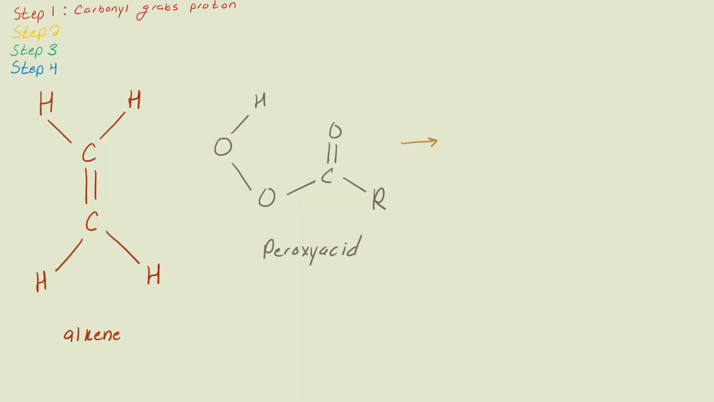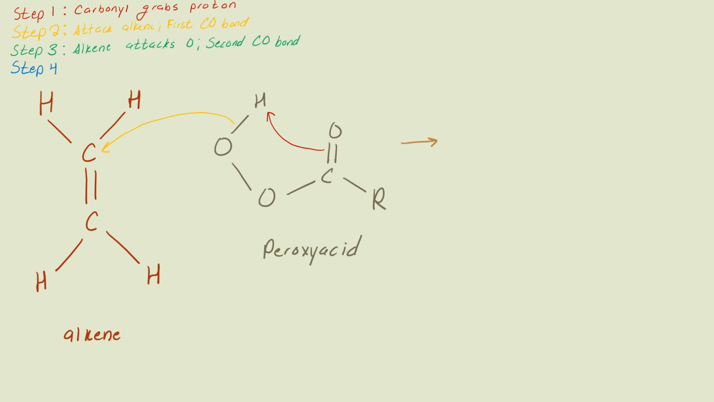The mechanism looks something like this. First, the carbonyl is going to attack this proton. Next, we are going to attack one of the carbons of the alkene to make the first CO bond. You have to choose the least substituted carbon. In this case, both are the same, so it doesn't matter which one we choose. So this over here is going to attack this carbon.